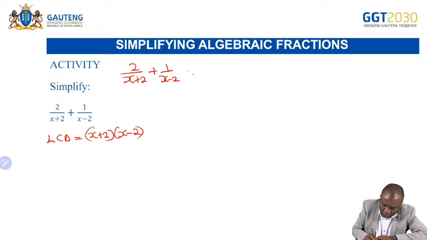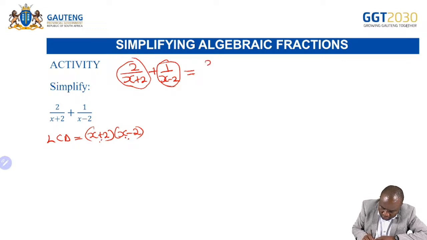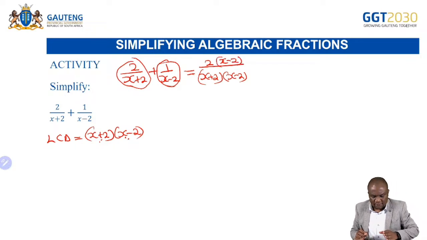So what we have to do, we have to multiply this fraction, the numerator and the denominator, by x minus 2, so that the denominator is x plus 2 times x minus 2. Then this one we have to multiply it by x plus 2, the numerator and the denominator, so that our denominator is x plus 2 times x minus 2. Okay, let's do that. So we have 2 over x plus 2 times x minus 2. Then we multiply the numerator with the same thing, x minus 2. Okay, that's the first fraction.